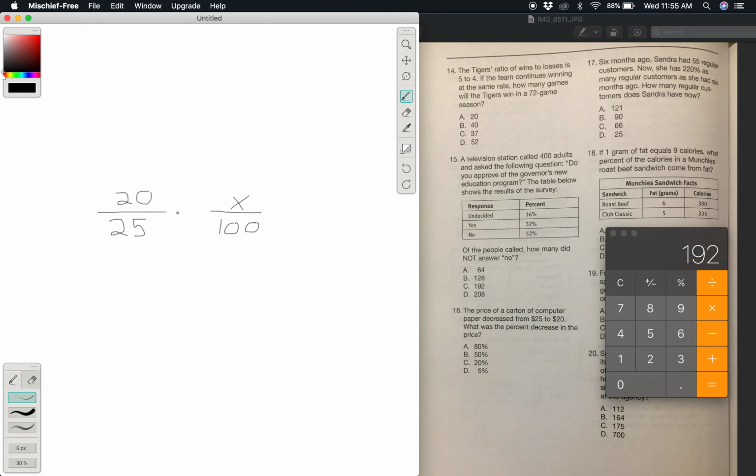Let's do 20 times, multiply diagonally towards the side of the missing variable, 20 times 100, then divide this way here, divide horizontally, so divided by 25 equals 80. So we have 80% here. Okay, guys? So, as you can see, A would be your answer.